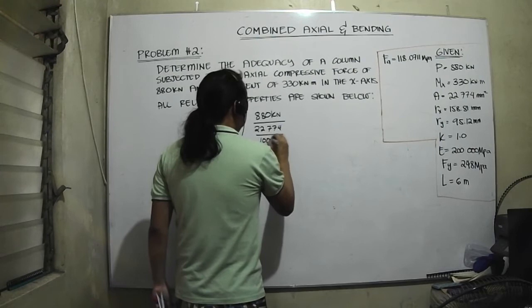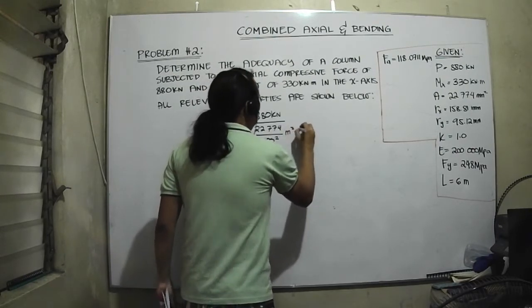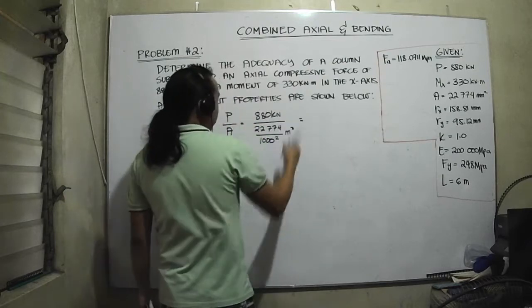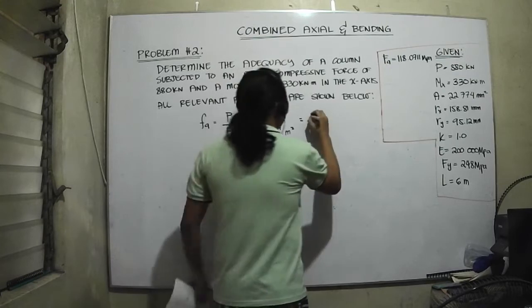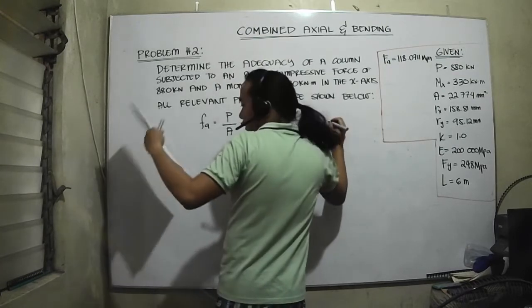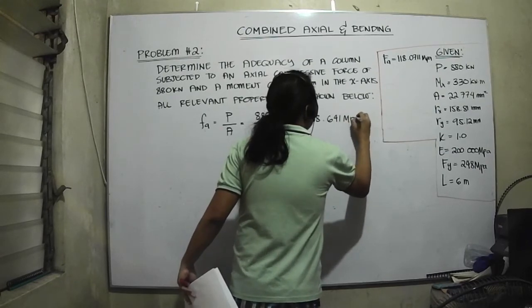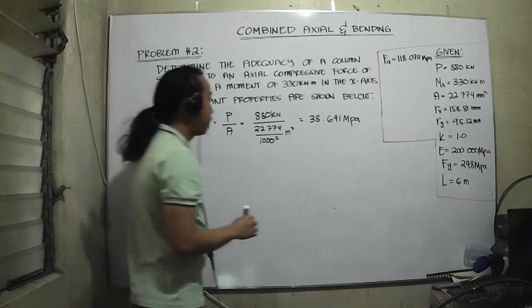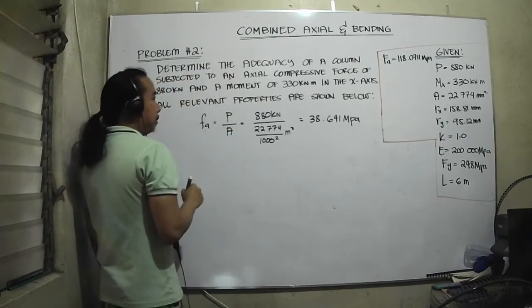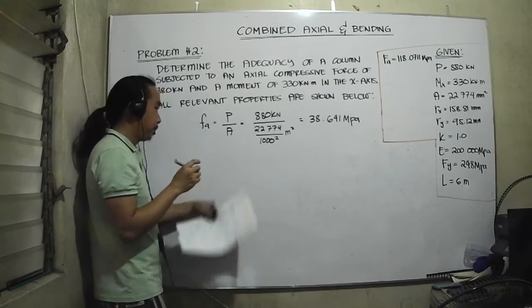I'll just divide this by 1,000 squared, and that should be equal to 1 squared. So we will come up with 38.641 megapascals. That is our fa. Okay, now before we proceed, we will investigate this further.